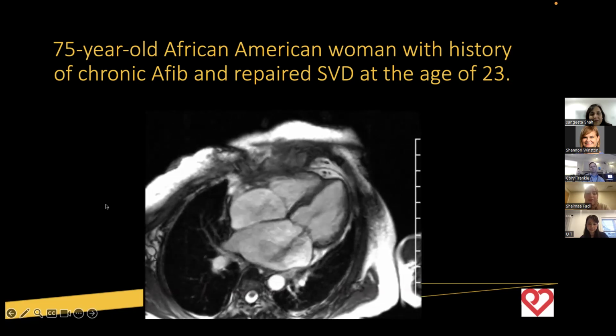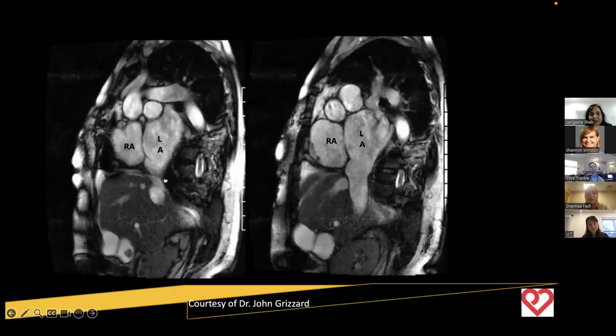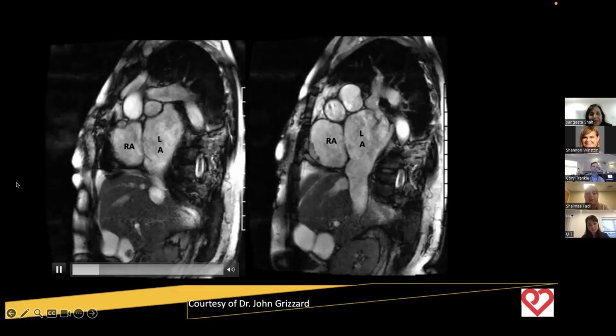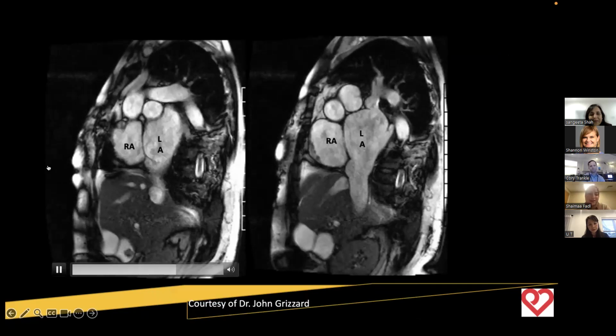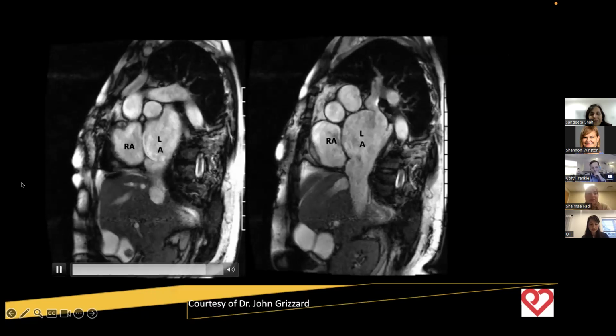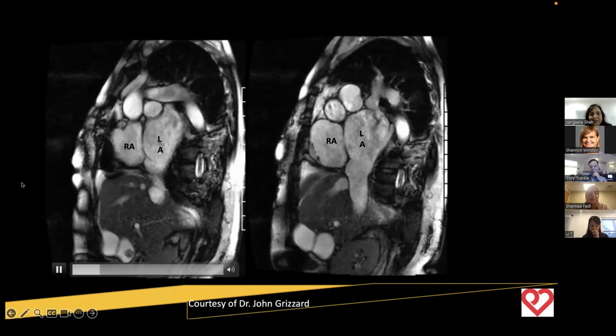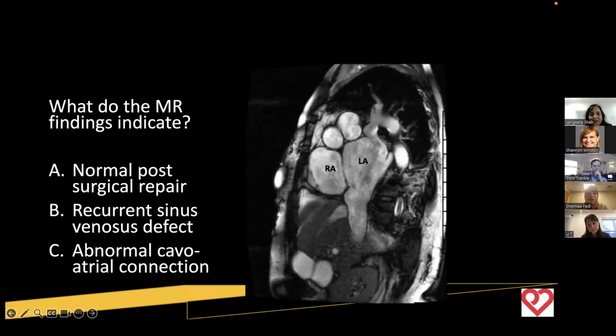The patient was in AFib, and this is the steady state free precession through the axial images. And this is the left atrium, right atrium. And I have a question. What do the MR findings indicate? Do you think this is normal post-surgical repair? Do you think this is a normal cavo-atrial connection?